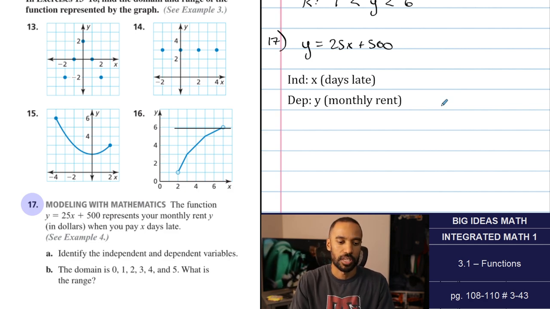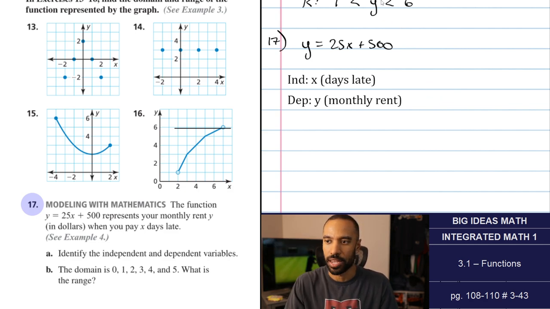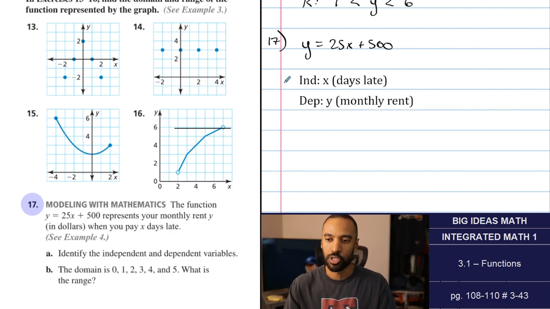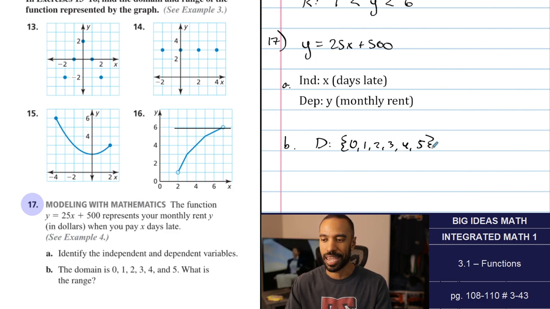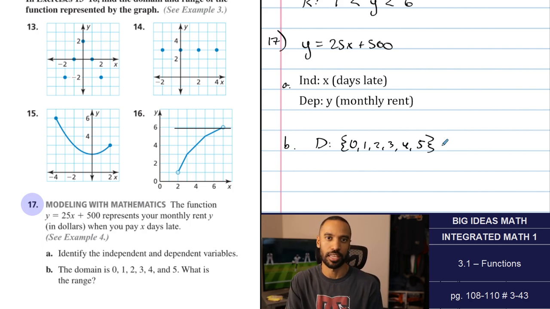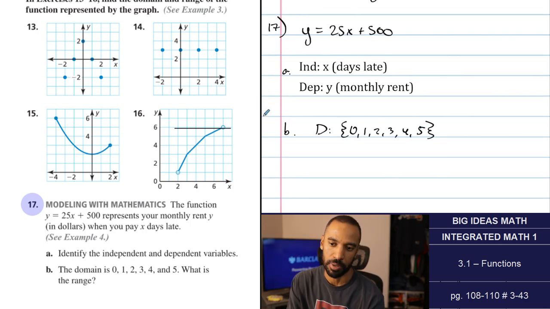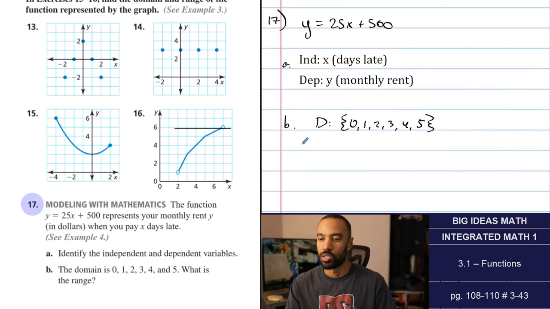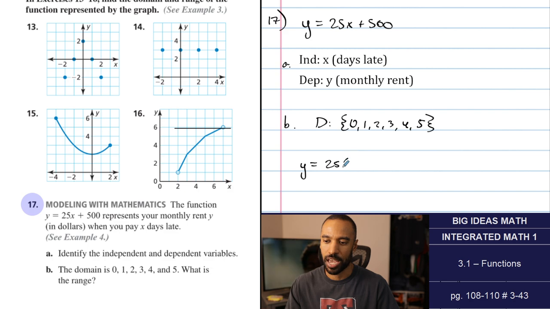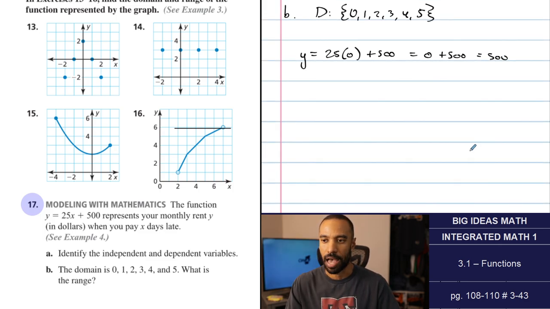Part B says the domain is 0, 1, 2, 3, 4, and 5. What is the range? So for part B, what we have to do is substitute those values for X. Domain is 0, 1, 2, 3, 4, 5. You're either a day late or you're not. Maybe by the 23rd hour and 59th minute, if you make that payment, then you're not going to be penalized. Anyway, we're going to do Y equals 25 times 0 plus 500, which is 0 plus 500, which is 500. That's how much you would owe after 0 days late, right? That's just your monthly rent.